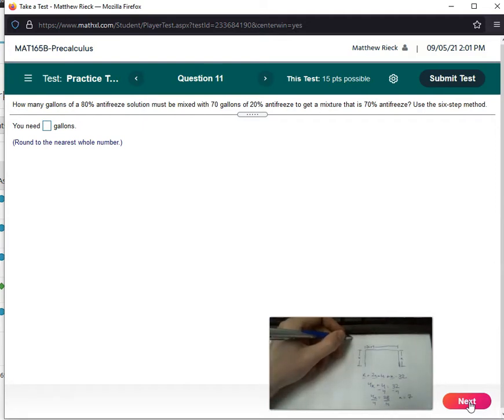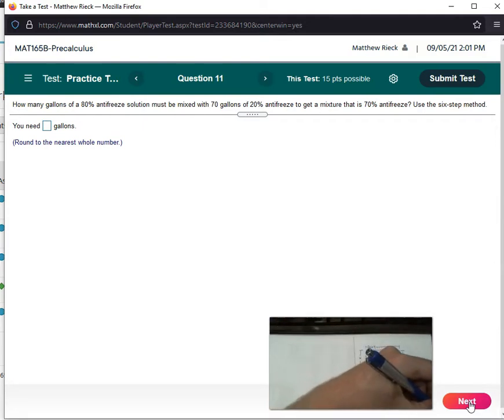It may look overwhelming at first, but if you just take it apart, it's not too bad in the end.